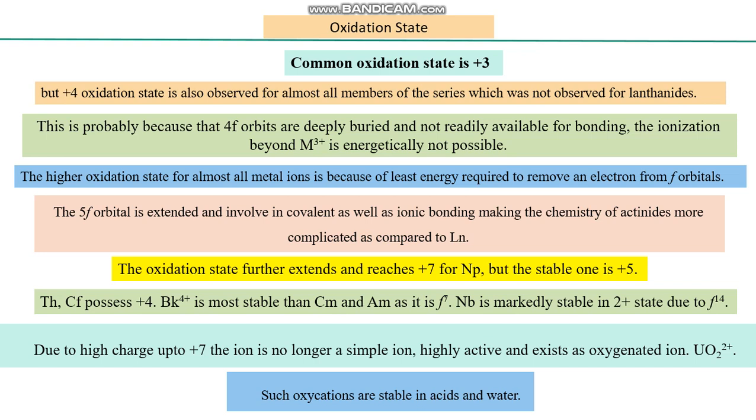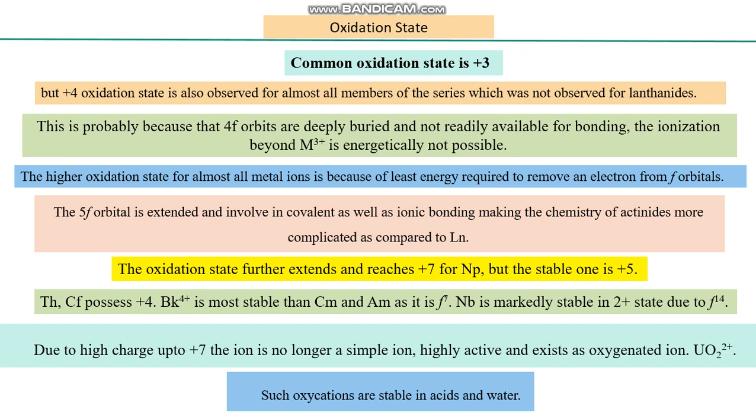This is probably because the 4f orbitals are deeply buried and not readily available for bonding. Ionization beyond +3 is energetically not possible in the case of 4f, while in 5f the energy considerations of the system allow oxidation states beyond +3. So actinides can be found in +4. The 4f orbitals are deeply buried in the structure of the lanthanide series, and therefore electrons beyond +3 were not easy to kick out from the 4f orbital. Therefore, an oxidation state beyond +3 was energetically not possible.